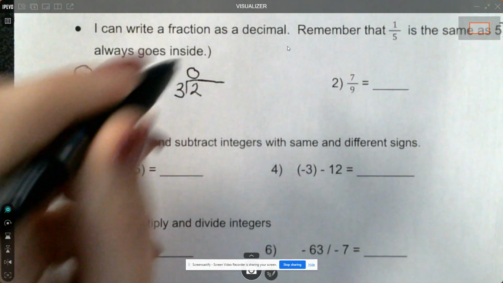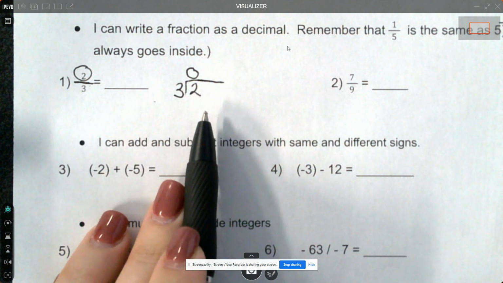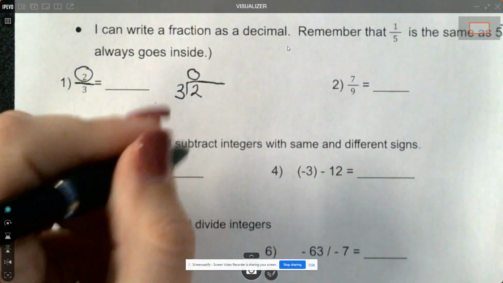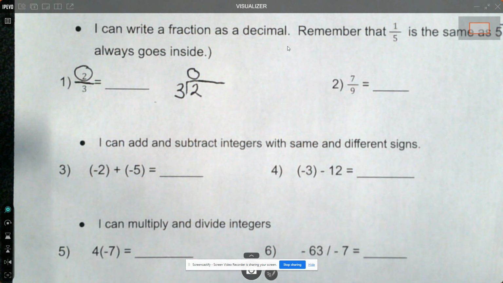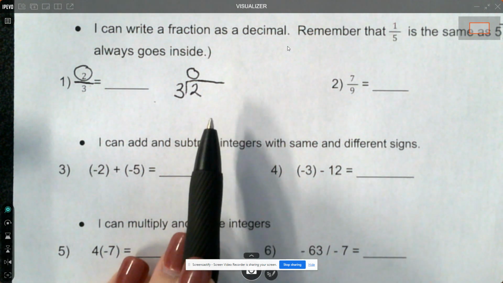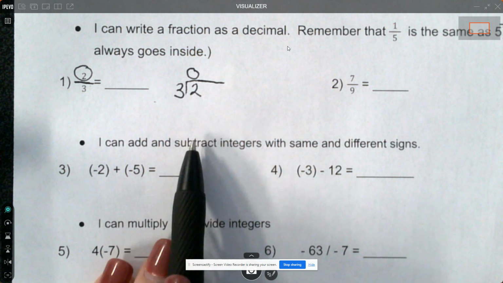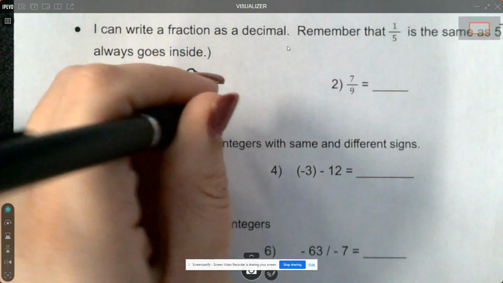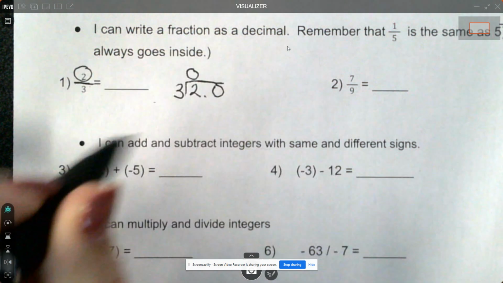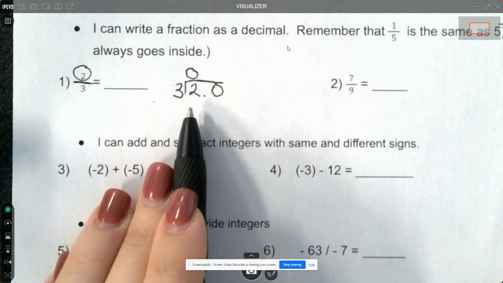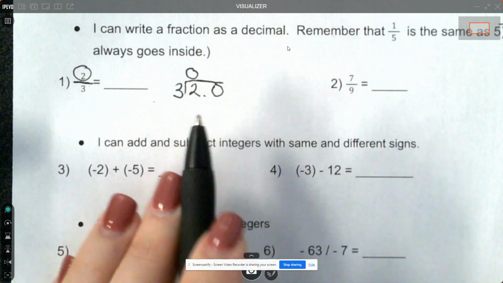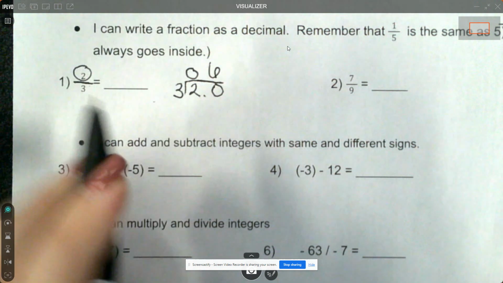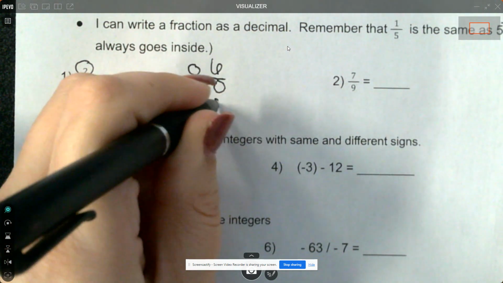3 does not go into 2, so what can I do, Kaylin? Before I add a 0, what do I need? Because if I add a 0, it'll become 30. So what can I put in front of the 0? It's a little bitty dot. A decimal. So I'm going to add a decimal and then a 0. Now, does 3 go into 20? Yeah, how many times? 6 times. 3 times 6 is 18.